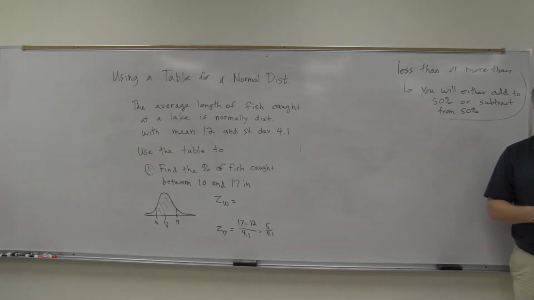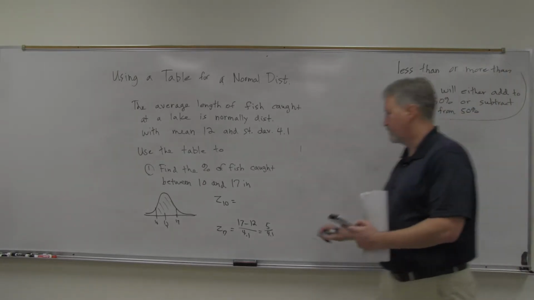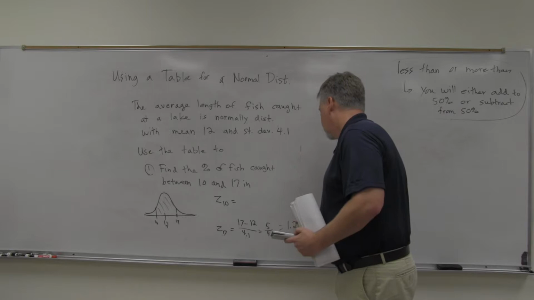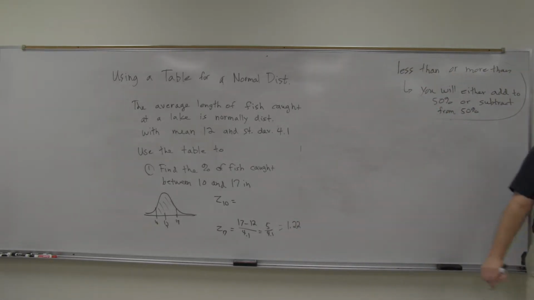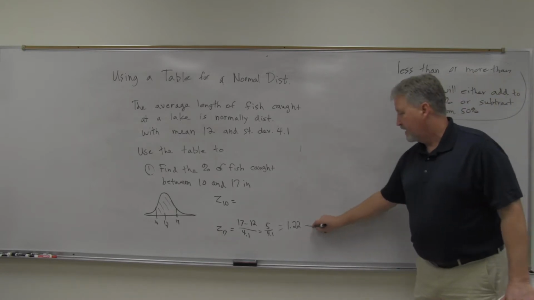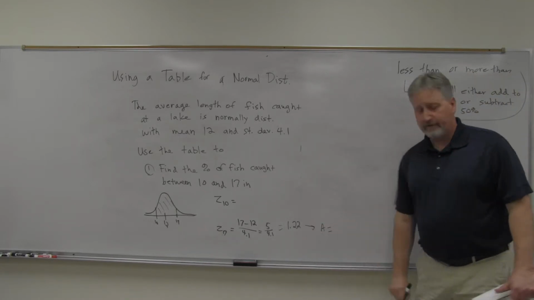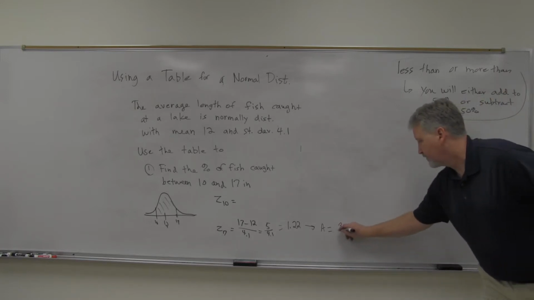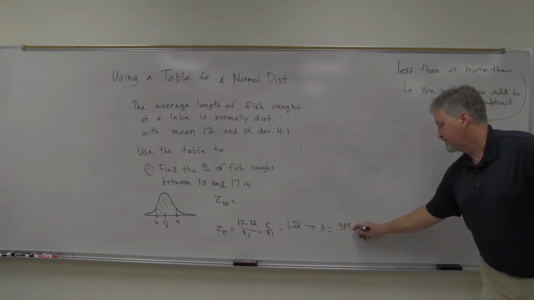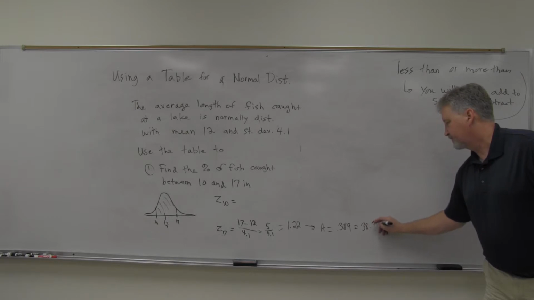Which is, and notice the z-scores are in two decimal places, so I'm going to say 1.22. Two places, because that's what the table has. Okay? All right, so I go to my table and I look up the A. Well, the A there for 1.22, remember you look to the right to get the A, is 0.389, which is 38.9%. Okay?